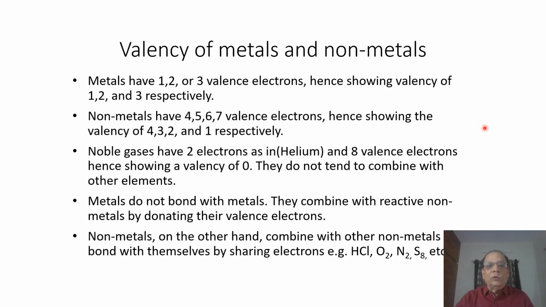Valency of metals and non-metals. Metals have 1, 2, or 3 valence electrons. Must be noted very carefully. Hence they show valency of 1, 2, and 3, as was explained in the valence electrons and its comparison with valency. Non-metals have 4, 5, 6, 7 valence electrons, hence showing the valency of 4, 3, 2 and 1 respectively.